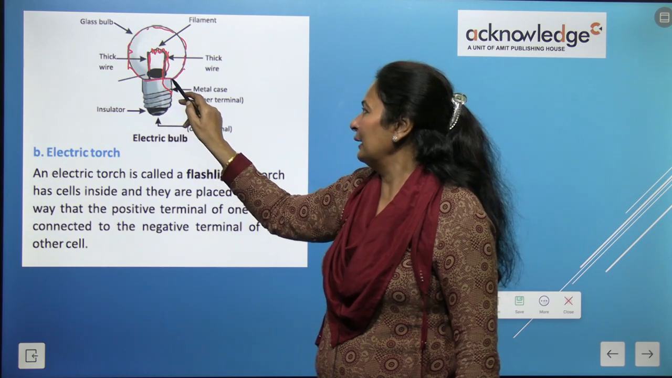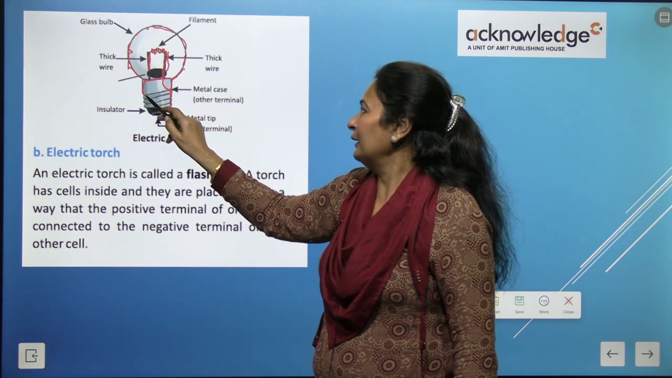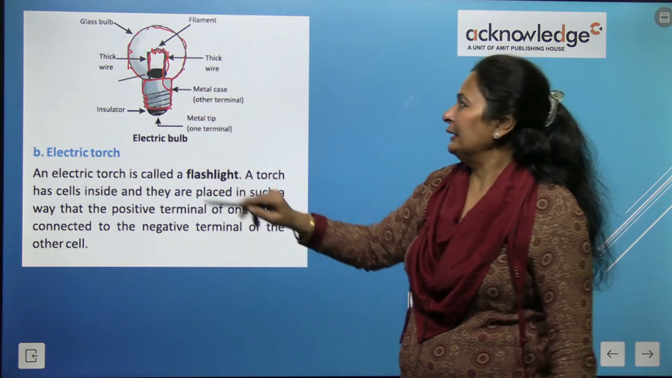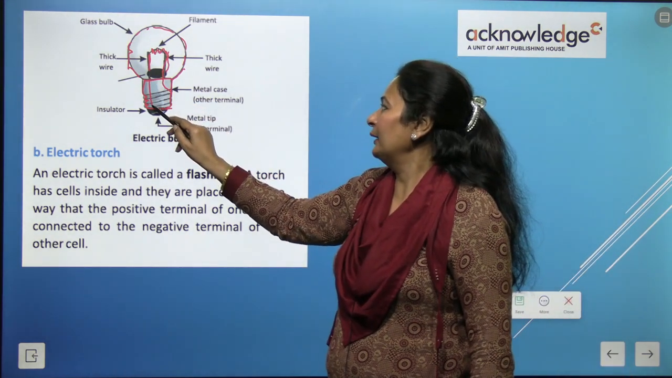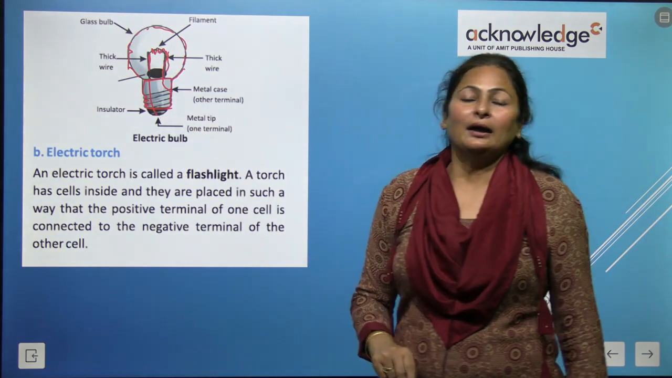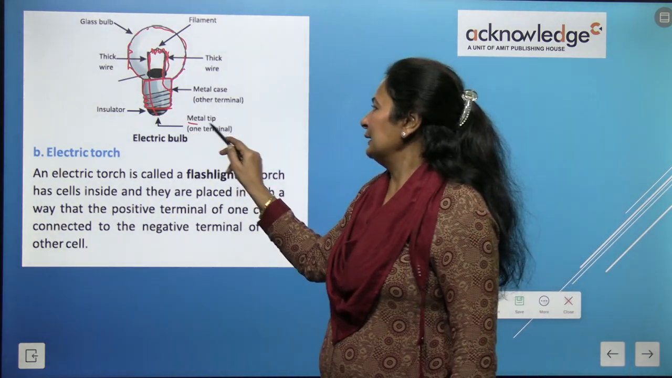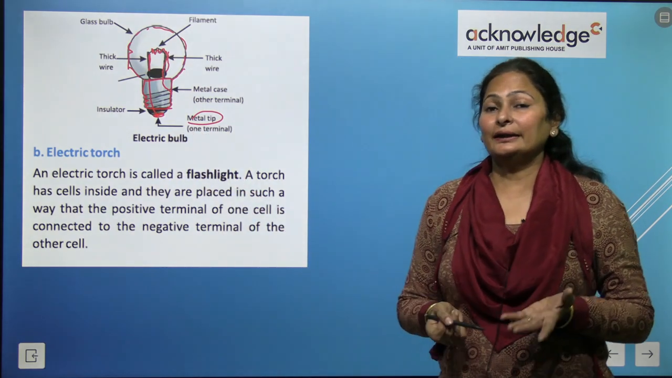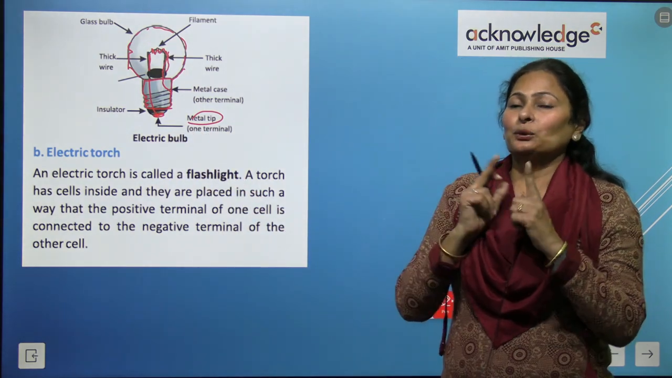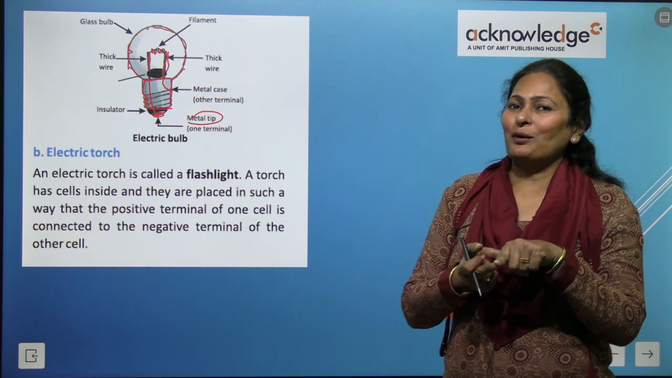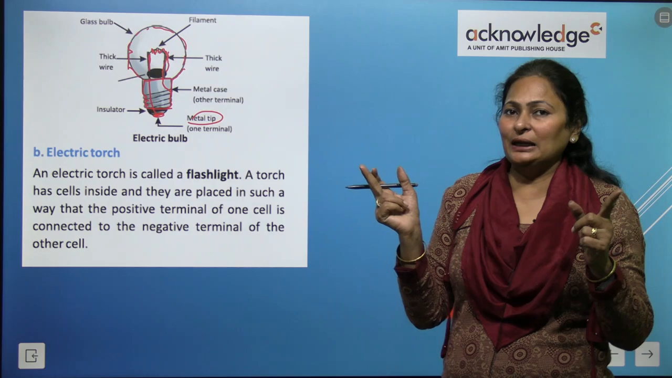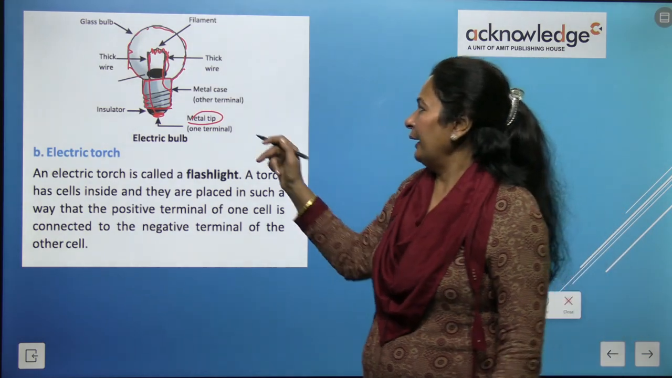So internally we will see that the first wire is attached with the metal case. This is the metal case. First wire is attached with the metal case and internally the other wire is attached with the metal tip. This is the metal tip. Internally it is attached with it. So of these two terminals, one is the positive, another is the negative. These two terminals must be separated, right?